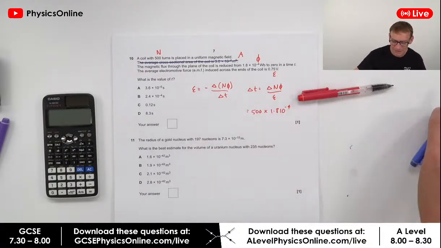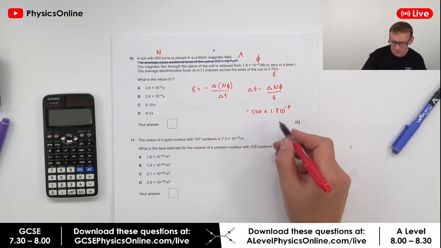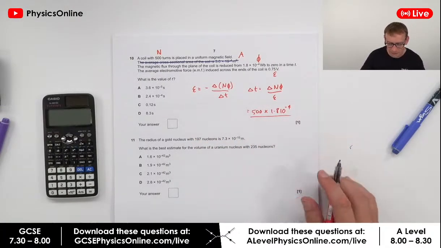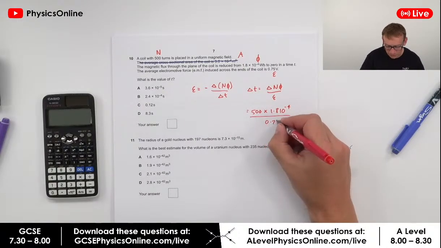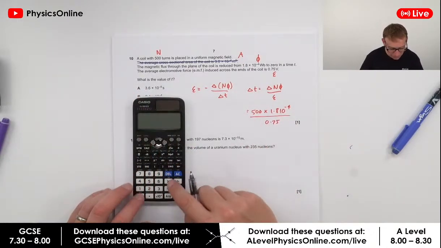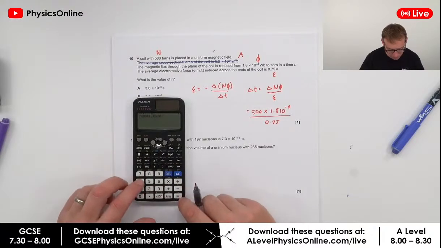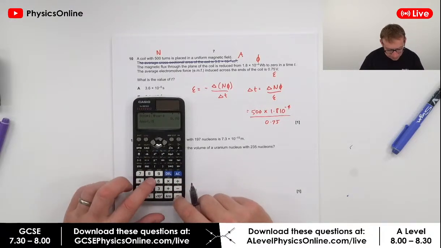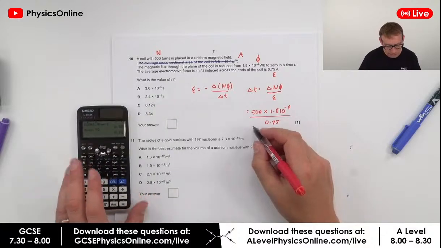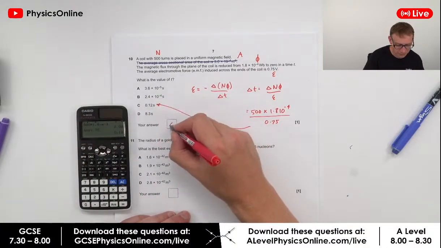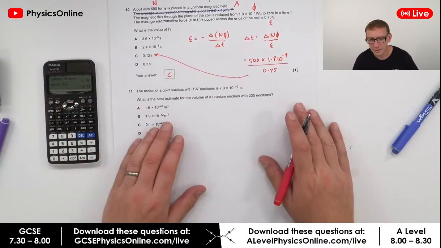Okay, so that's going to be the number of turns times the magnetic flux divided by the EMF, which is 0.75. So that's just 500 times 1.8 times 10 to the minus 4 divided by 0.75, which is 0.12, which is equal to C. That one there is not too bad, is it? Okay.